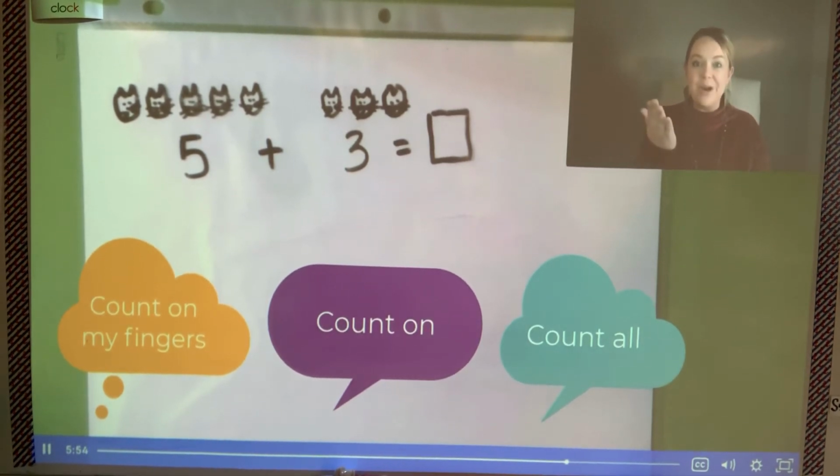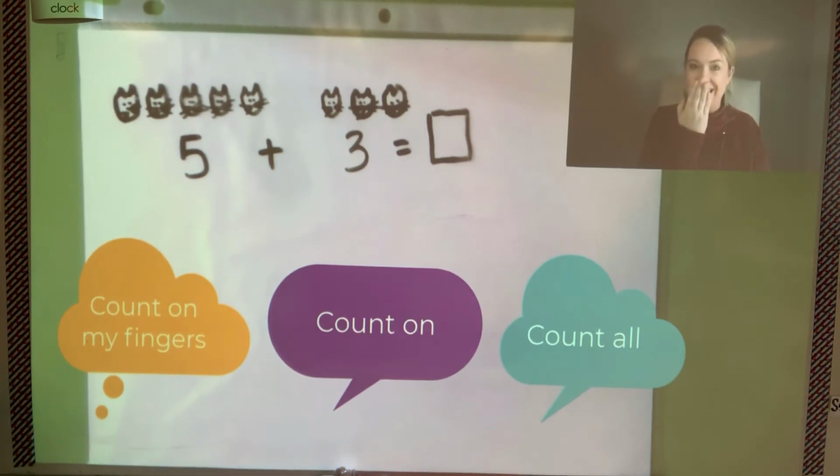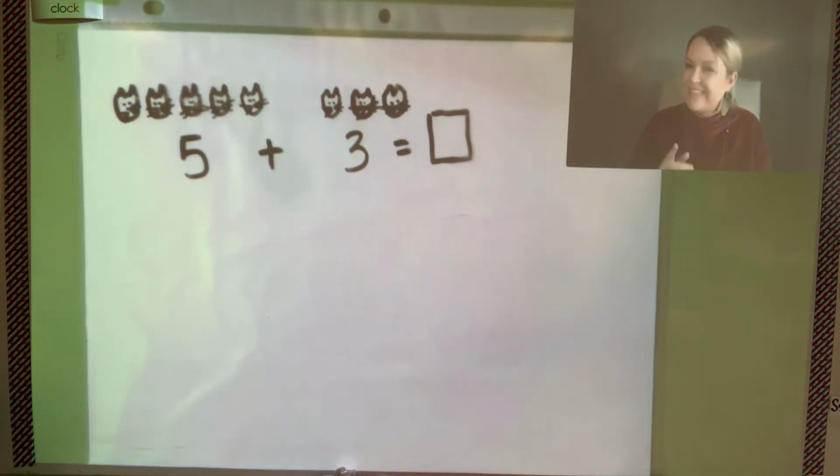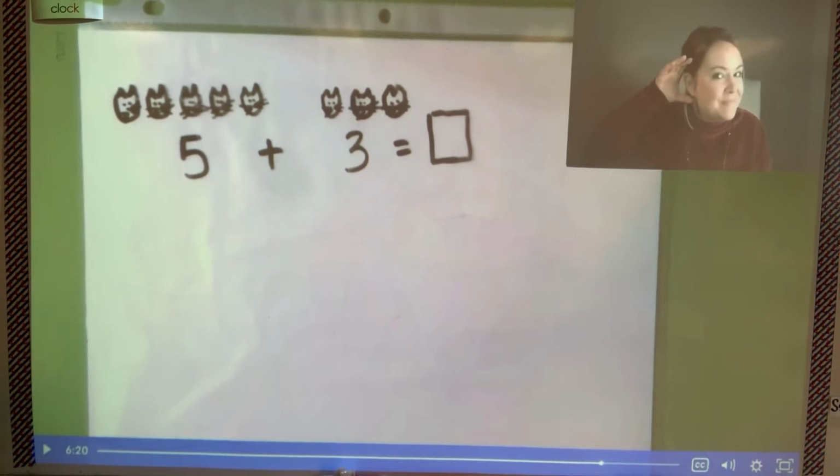Go ahead and whisper your answer into your hand. I like that strategy too. Now go ahead and figure out how many kittens there are all together. How many kittens are there all together? Show it. Show it on your fingers.